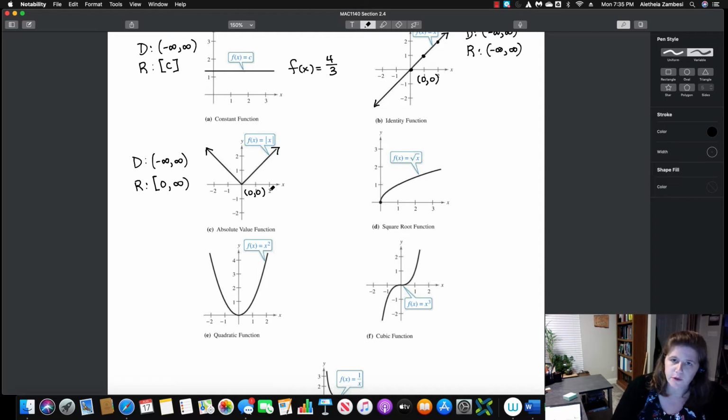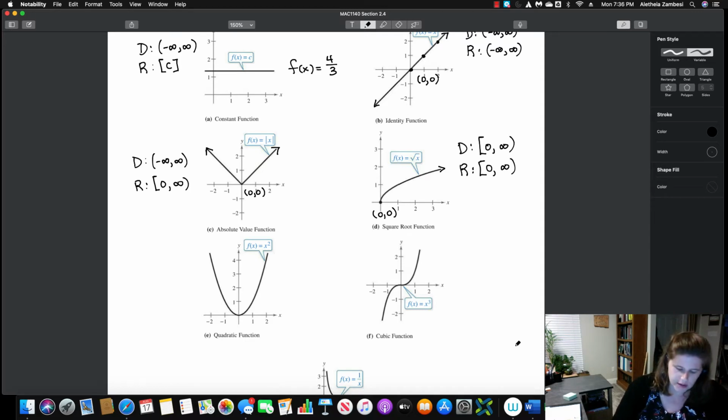The square root function starts at the origin at 0, 0, and opens like a bird wing. So the square root function looks like this bird wing shape. This function's domain, remember we cannot have a negative value inside a square root, so starts at 0, goes to infinity. Range, same thing. Starts at 0, goes to infinity.